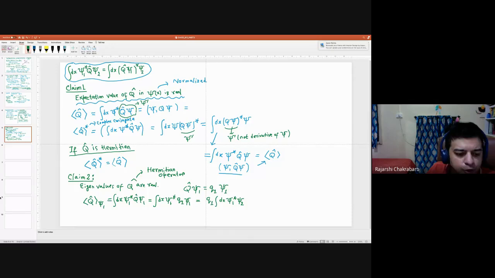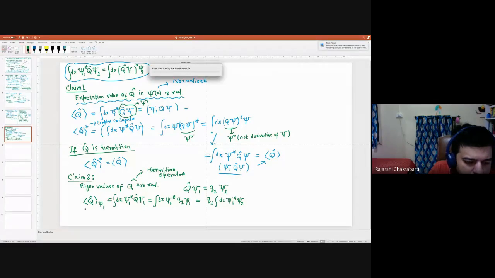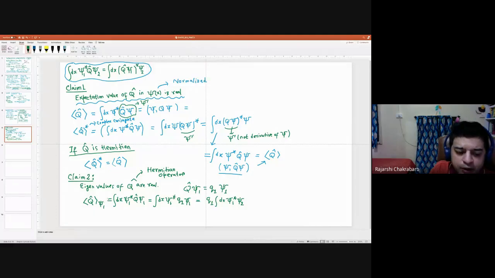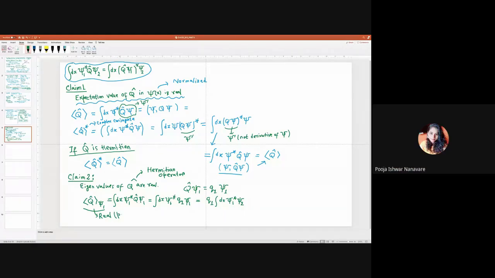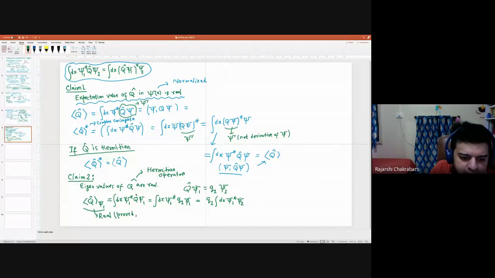Now I have already shown that the expectation value is real, isn't it? Even the more general one I have shown already. Claim 1, let's look at claim 1. Claim 1 is that the expectation value of Q is real. So this is real. Are you convinced this is real? Already proved. Claim 1, we have proved it for any arbitrary state psi. This is for psi 1. It should also be true.